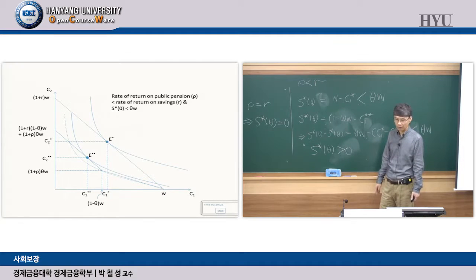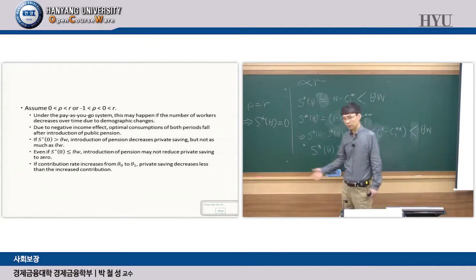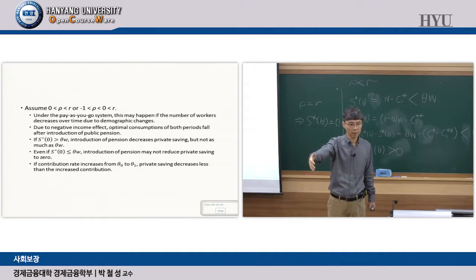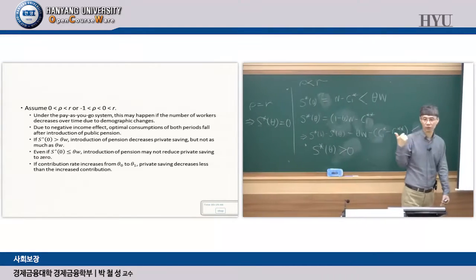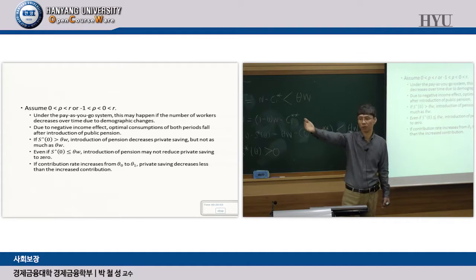So what does this whole thing tell us? It tells us that the case where the public pension has no effect on the economy is only a special case. The special case is, first, the pension is actuarially fair, meaning that the pension gives the same rate of return as the private savings. Second, the individuals are savers. If the two conditions are met, then introduction of public pension will not change anything.